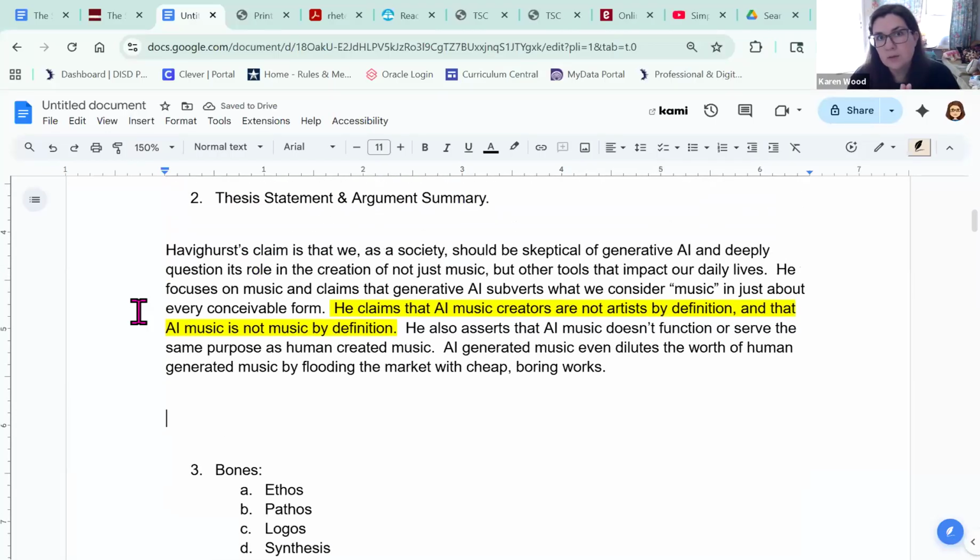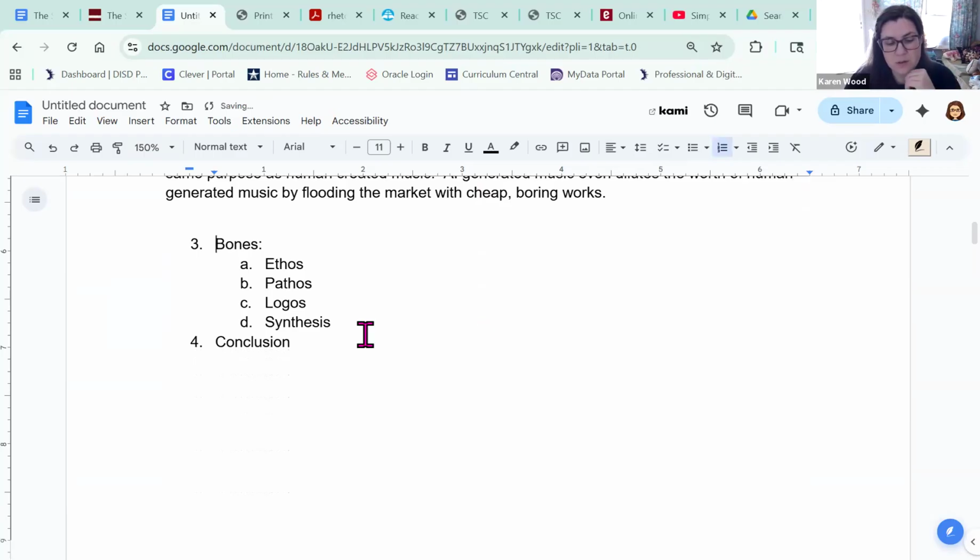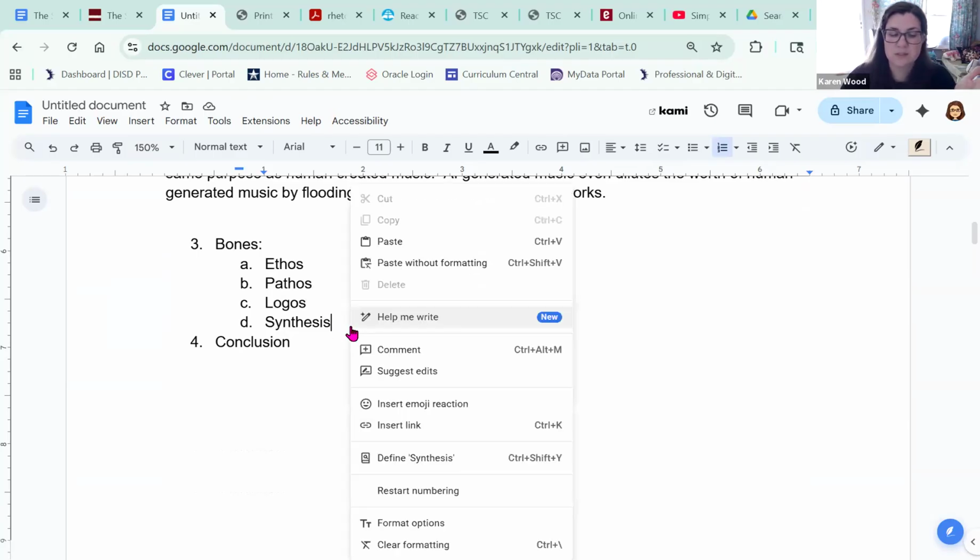Now, what I can do, because I want to make this longer and more specific, is drop some small quotes in here. I'm not going to do that quite yet because I want to save the best quotes for my bones down here. Now, my bones are the structure of my essay. This is where I'm going to explain exactly how he uses ethos, exactly how he uses pathos, exactly how he uses logos, and then the synthesis.